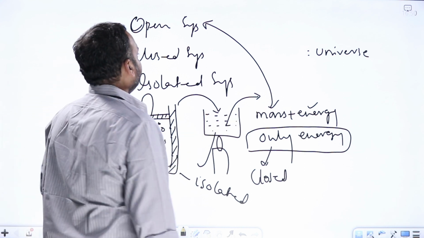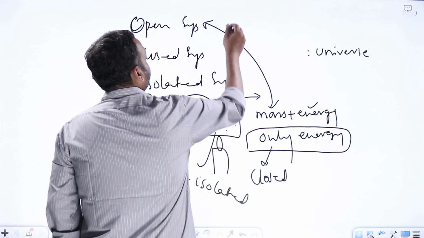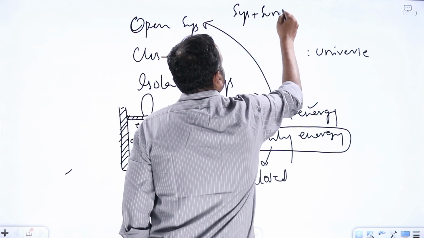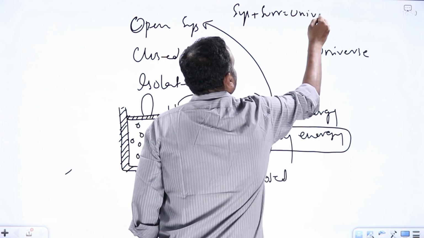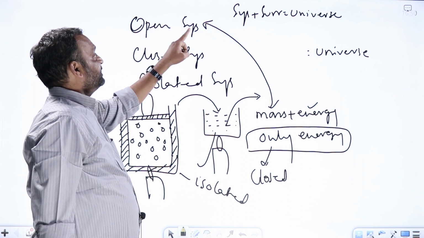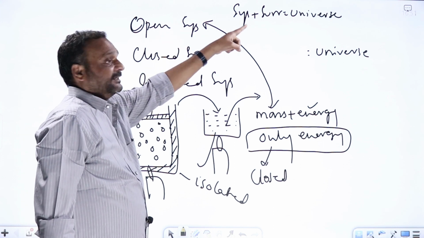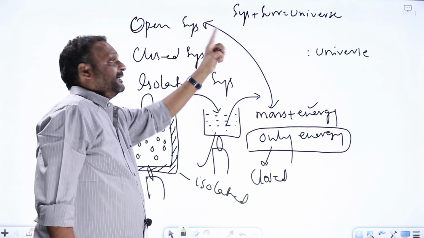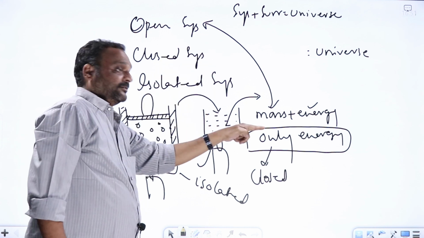Now, how did we define what you call the universe? We have defined system plus surroundings is equal to universe, as I told. An open system is exchanging both mass and energy, which means it has surroundings. A closed system, though mass cannot be exchanged, energy can be exchanged, which means a closed system also will have surroundings.